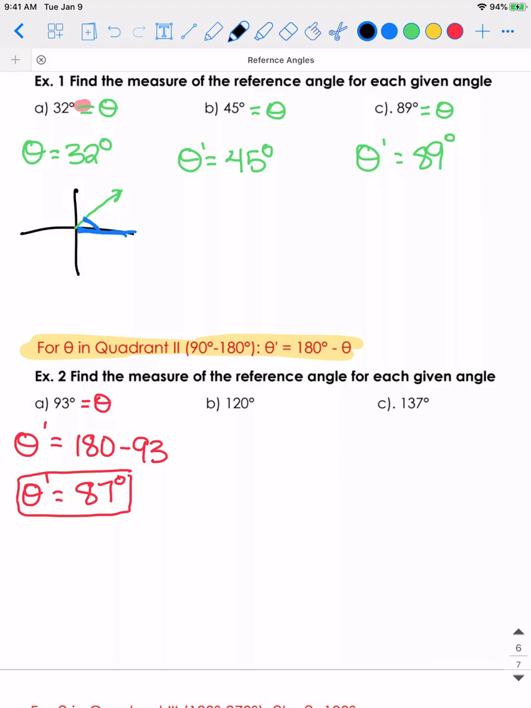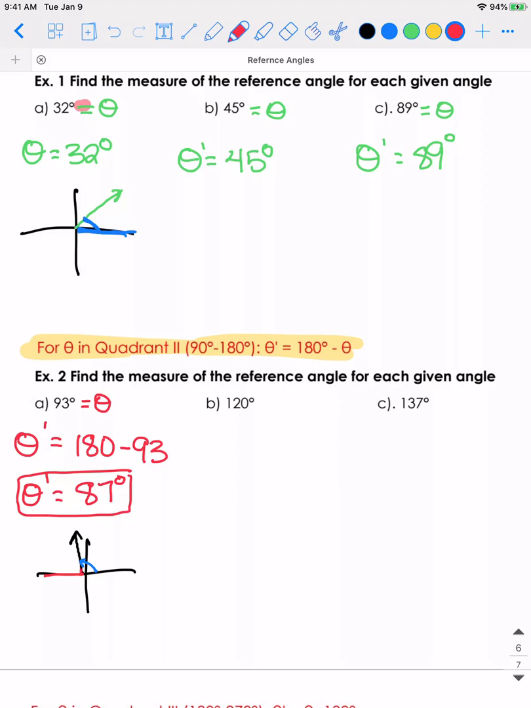So in picture form, 93 degrees is going to be a little more than 90. So that's this right here. The reference angle that we're talking about is the one that it makes with the x-axis.